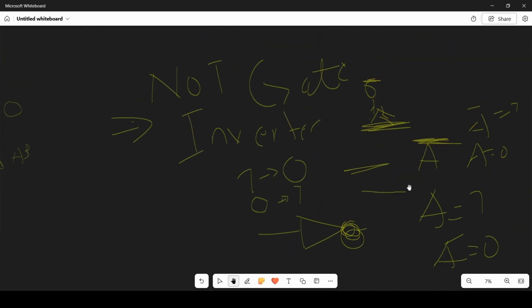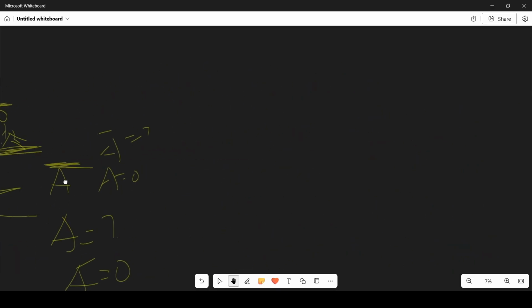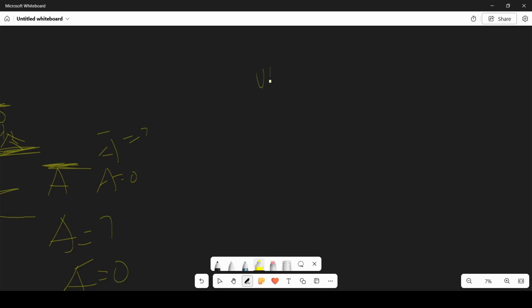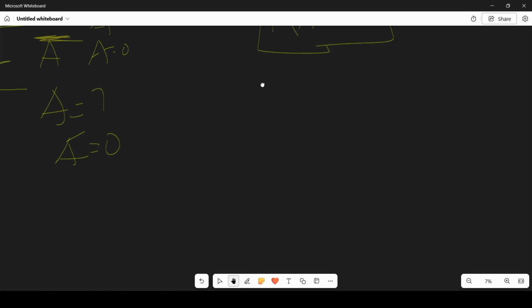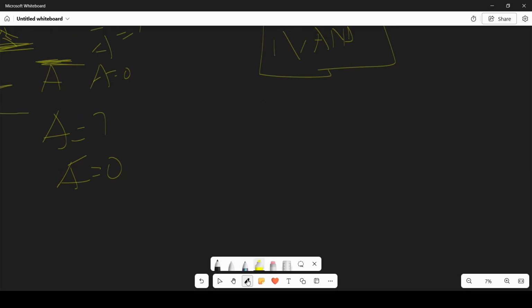And when I say the NOT gate is so important, it is because the NOT gate is used to make the universal gates. For example, NOR and NAND are the universal gates. Using these universal gates, NOR and NAND, the whole computer is made, and the NOT gate is used to make these universal gates.